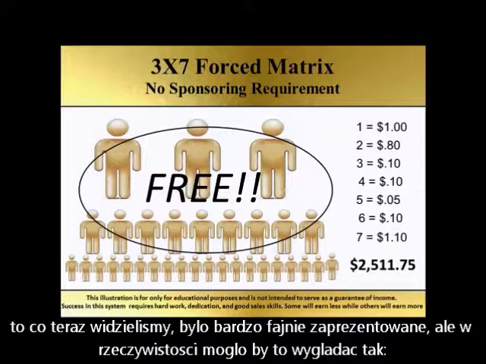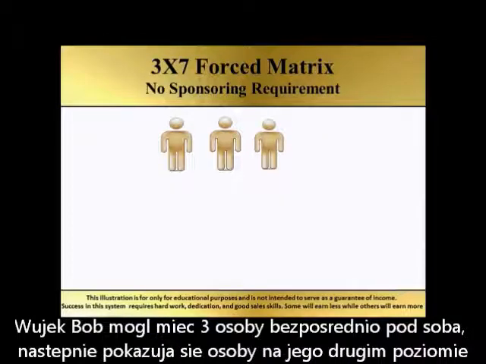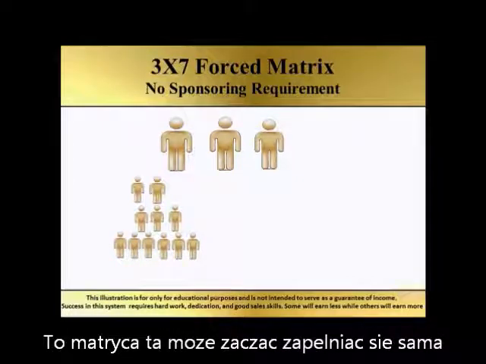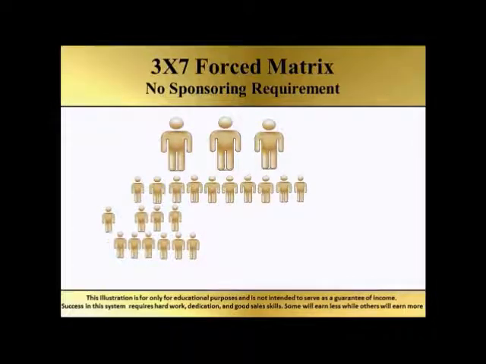In fact, what you've just seen is a real neat and tidy, orderly way that we've laid that out. But in reality, it could look something like this. Uncle Bob could have 3 people placed directly to him, and then people start to show up on a second level. But then, if that individual starts to automatically refer people and fill up his personal matrix, then his personal matrix can start to fill up on its own. Then if there's any more activity from above, then the software will fill it in the next open space. But the important thing is that all of that activity has to come from above.